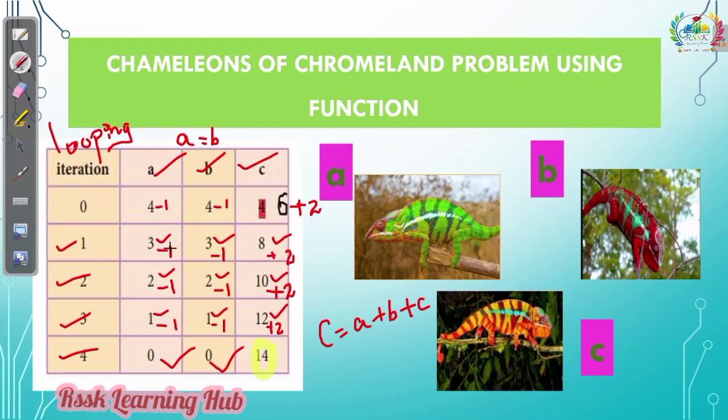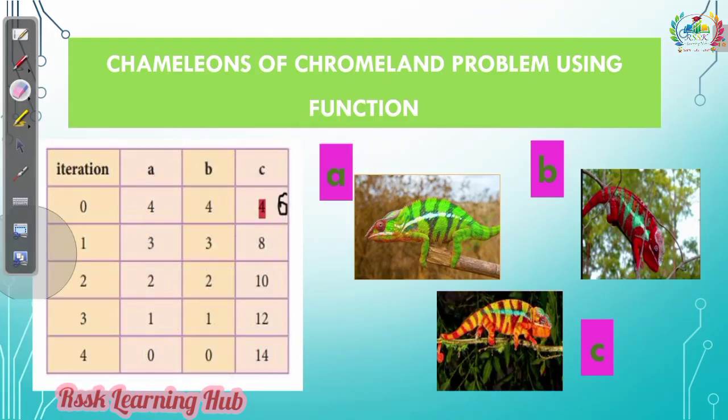So what is the initial value of A? 4. Initial value of B? 4. And initial value of C? It is 6. So adding these three, what will be the result? 4 plus 4 is 8, 8 plus 6 is 14, right? So that is the output here. It meets your result. This is the problem solving strategy using the chameleon problem, right? We will see the iteration steps diagrammatically in your next slides.